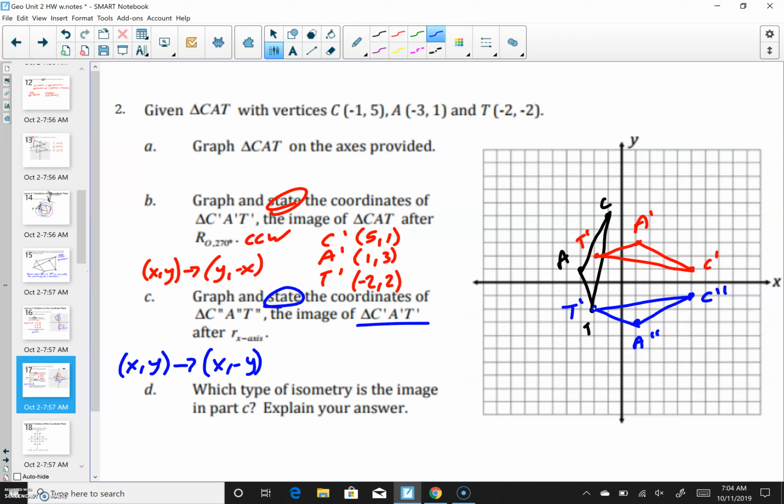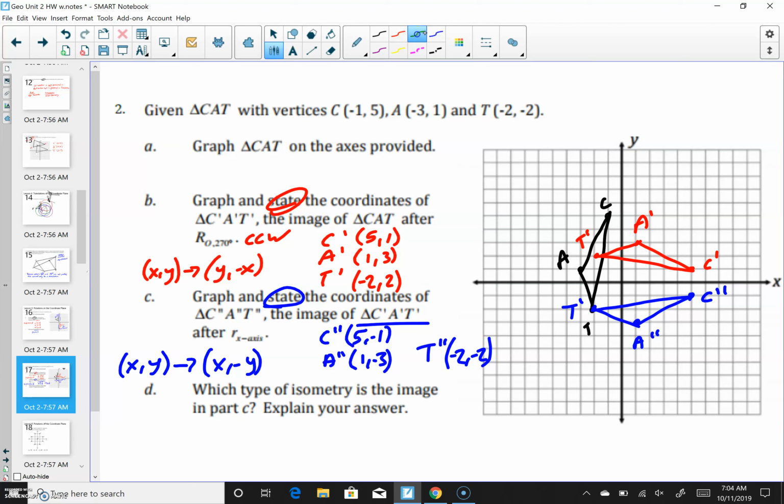And that's what we end up with. So C double prime is (5, -1). A double prime is (1, -3). And T double prime is (-2, -2).